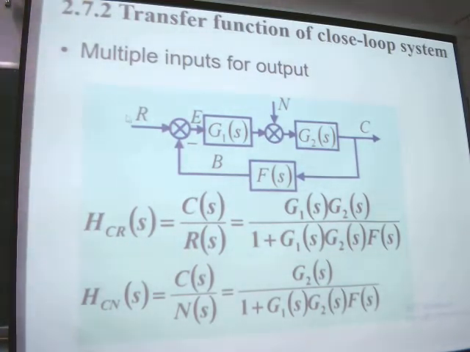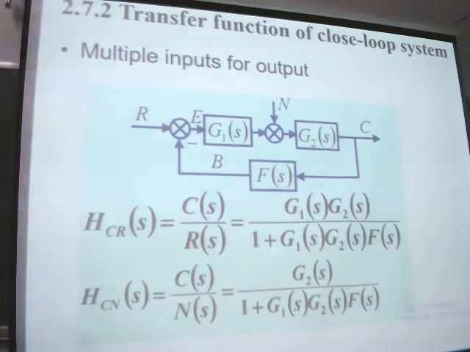So for this closed loop control system, there are two inputs. One is R, the other is N, and the output is C, with G1 and G2. What is N? N is turbulence. And this R is the input. In other words, the turbulence is also an input.